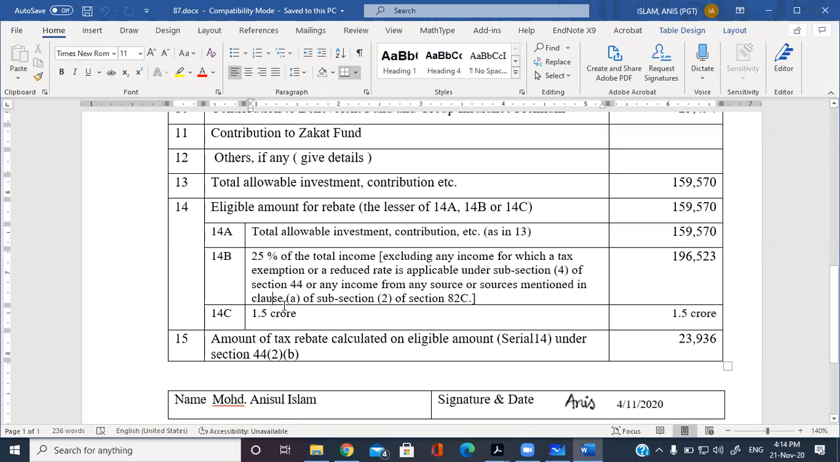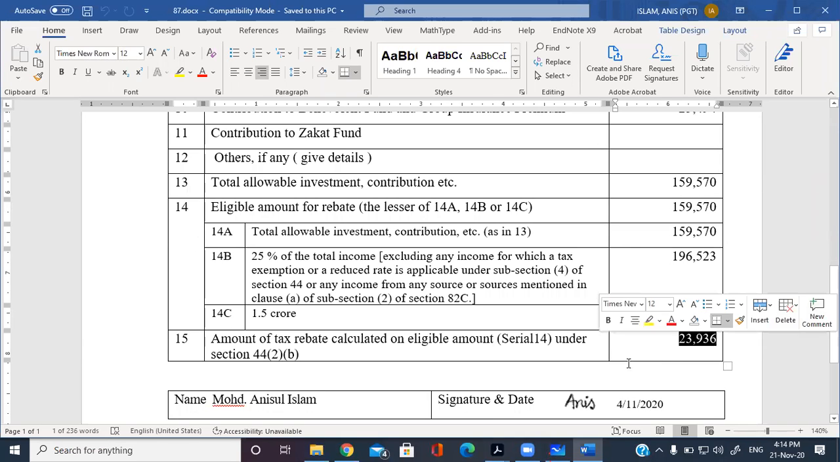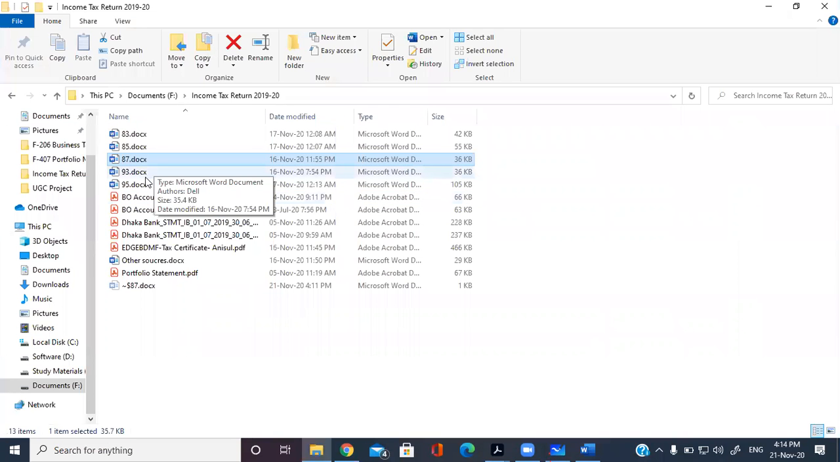Okay, and 1.5 crore. This is 14C. So among these three numbers, which one is the lowest? 159,570. So what I have done, I have taken first the eligible amount. Which one should be my eligible? 159,570. And I have taken the 15% of 159,570. I get this number, 23,936.